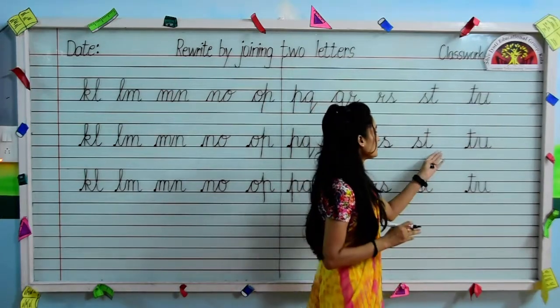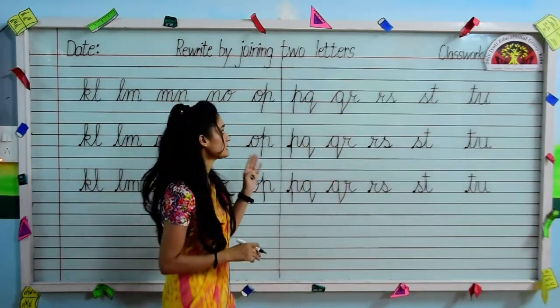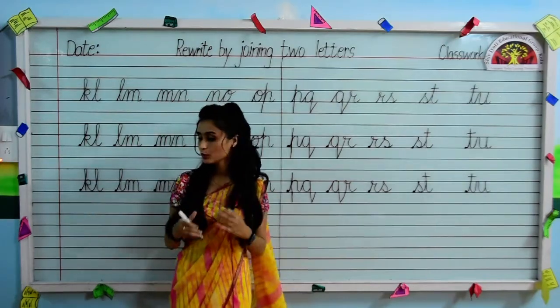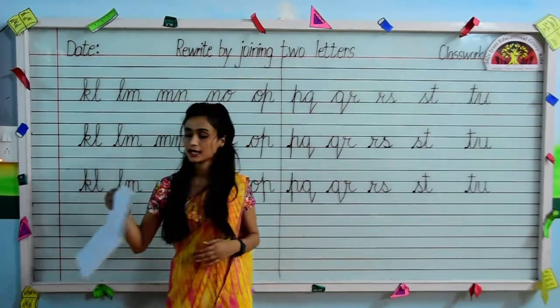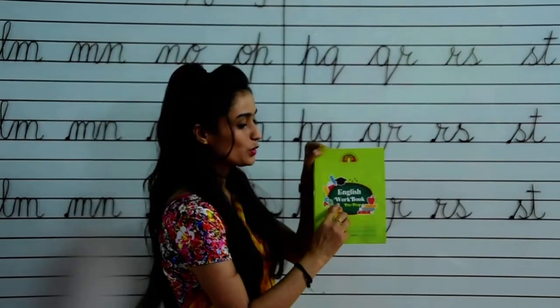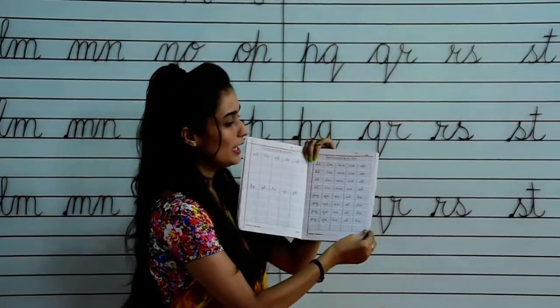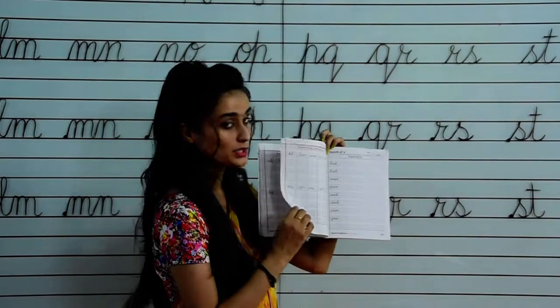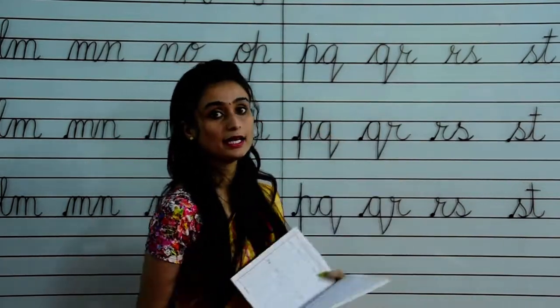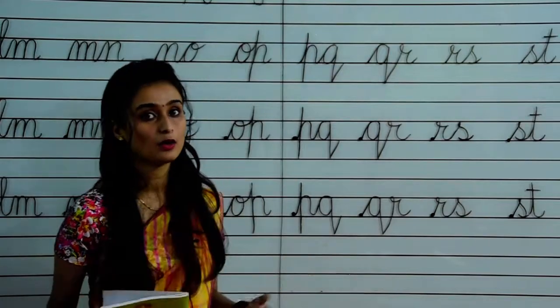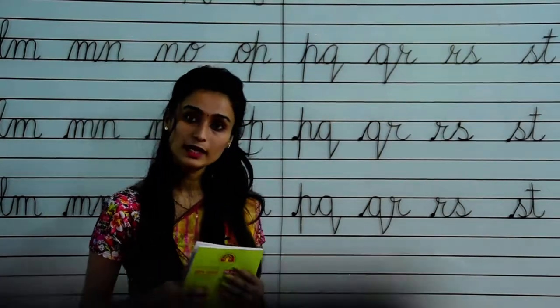Okay kids? As I have done this exercise, similarly you also have to do this exercise in your English workbook on page number 21, and also you have to complete your page number 22. Okay kids, I hope you understood how to write two letters by joining them.